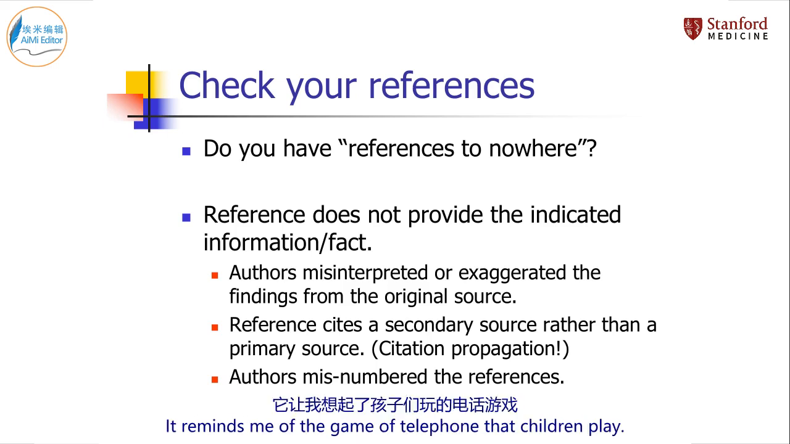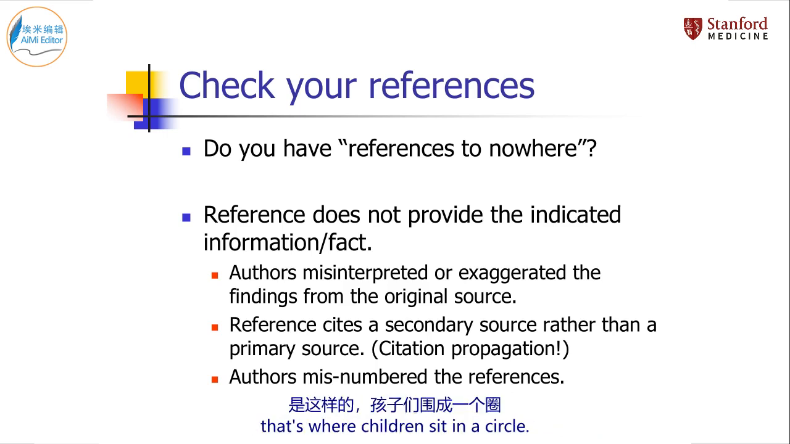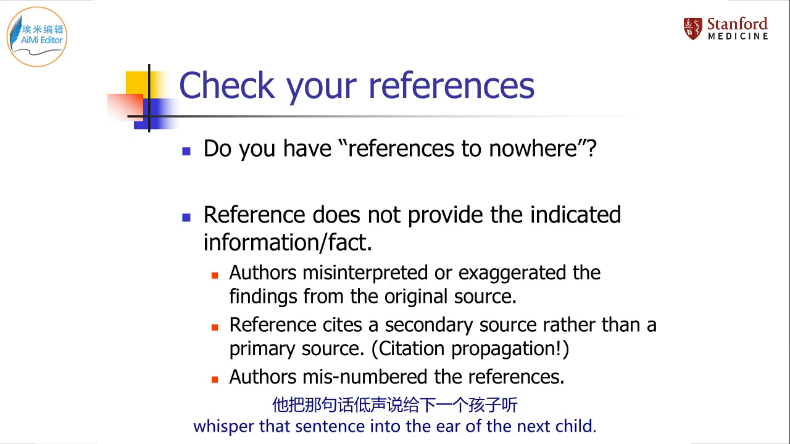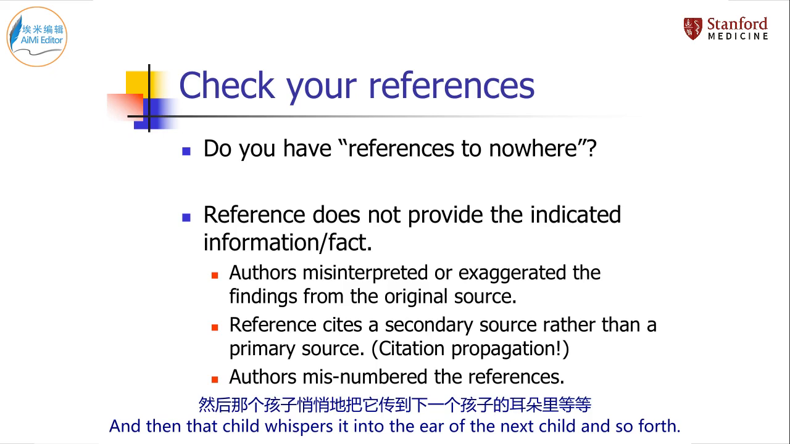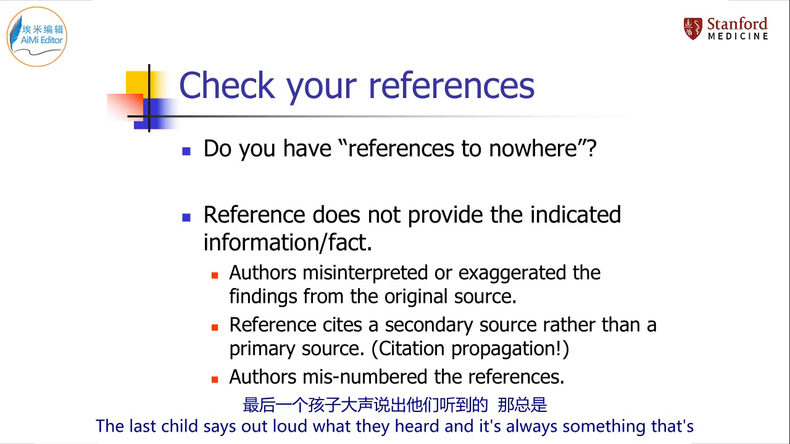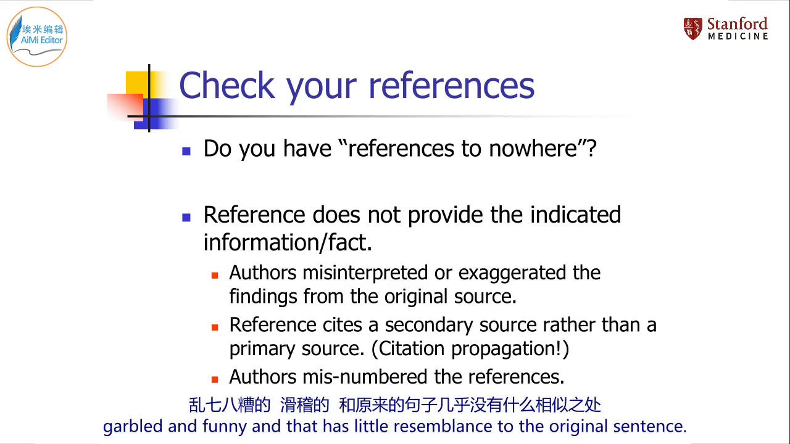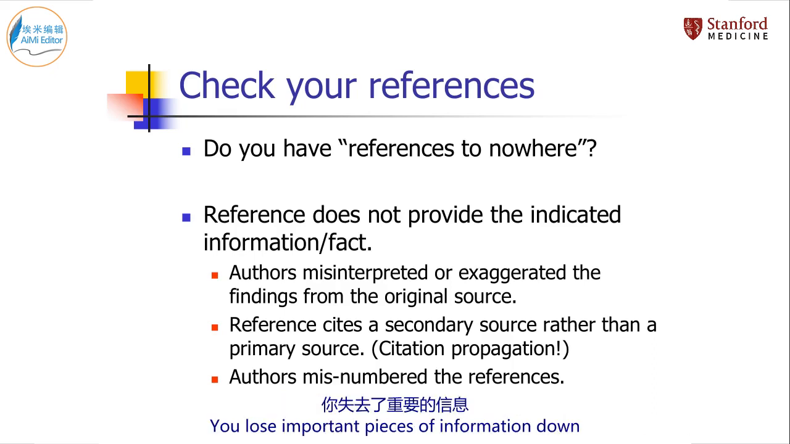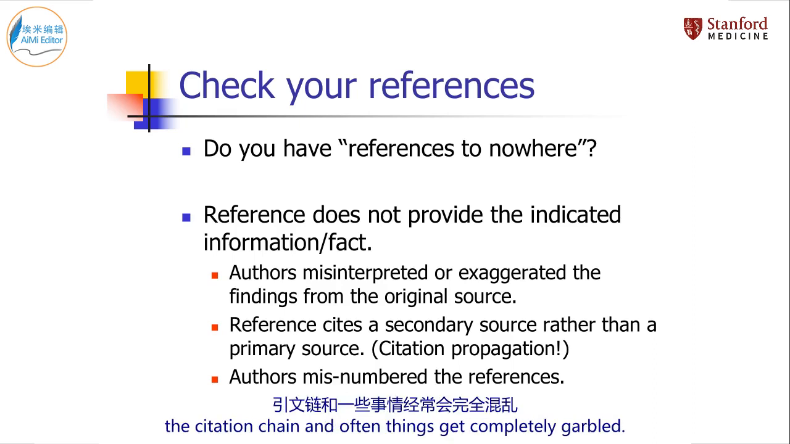It reminds me of the game of telephone that children play. If you're not familiar with that game, that's where children sit in a circle. The first child comes up with a sentence, and they whisper that sentence into the ear of the next child. And then that child whispers it into the ear of the next child, and so forth. The last child says out loud what they heard, and it's always something that's garbled and funny, and that has little resemblance to the original sentence. This is exactly what happens in the scientific literature when you cite secondary rather than original sources. You lose important pieces of information down the citation chain, and often things get completely garbled.